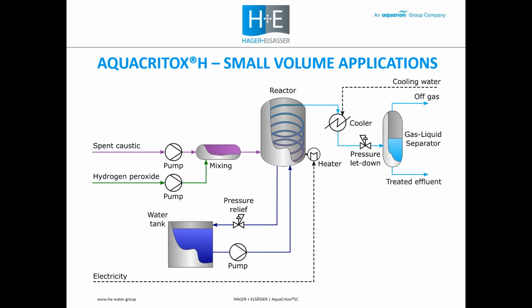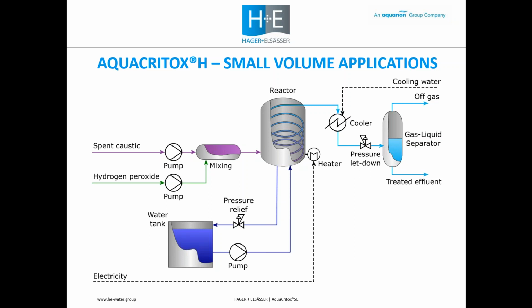The process we can see here, again, it's very basic. We have spent caustic being pumped into pressure, along with a separate hydrogen peroxide system. The amount of hydrogen peroxide is optimized and controlled to ensure that we are only dosing the hydrogen peroxide that's necessary. The reactor itself is still a tubular reactor, but the tubular reactor is installed within a jacketed vessel, which is temperature controlled to ensure that we achieve the correct temperature of oxidation.